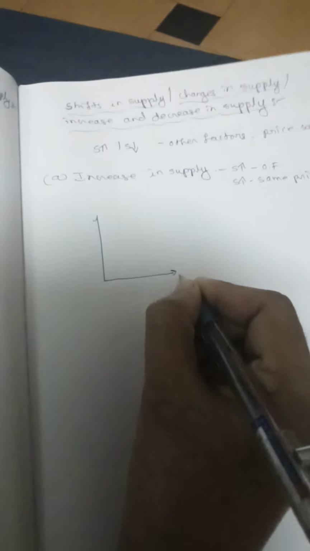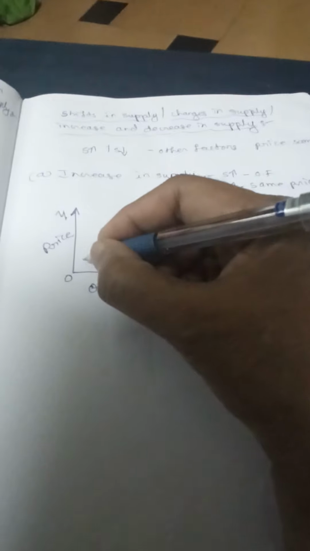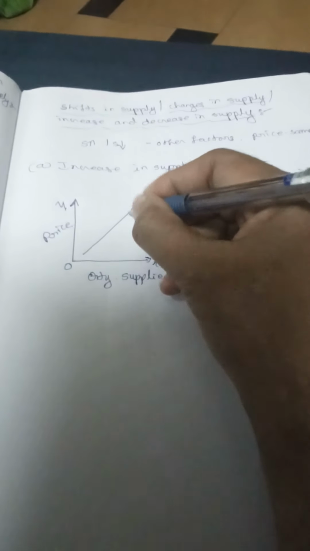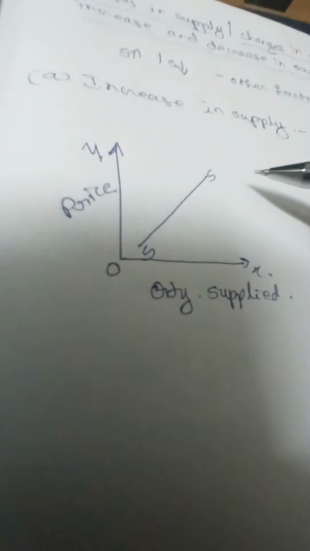So this we can show with the help of a diagram. First you have to mark the axis and label it: price on y-axis and quantity supplied on x-axis. Now there are two curves. The first one is the original supply curve. One curve you draw, SS. This is the original supply curve.